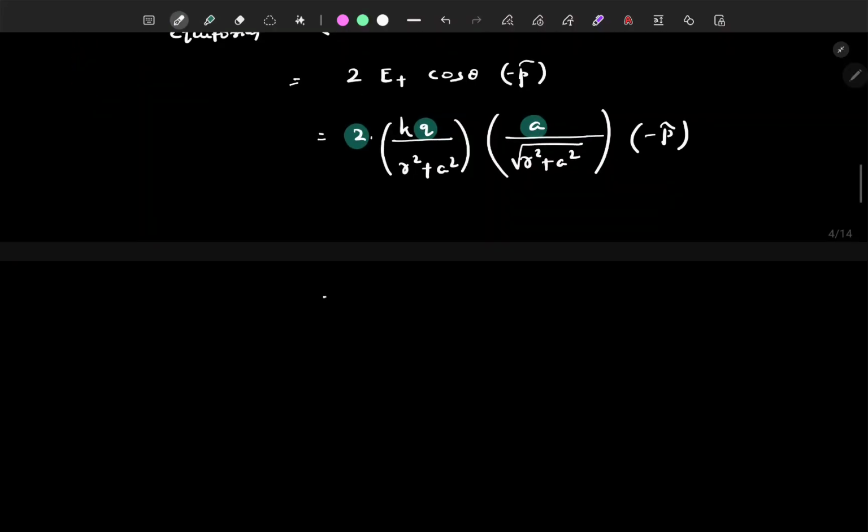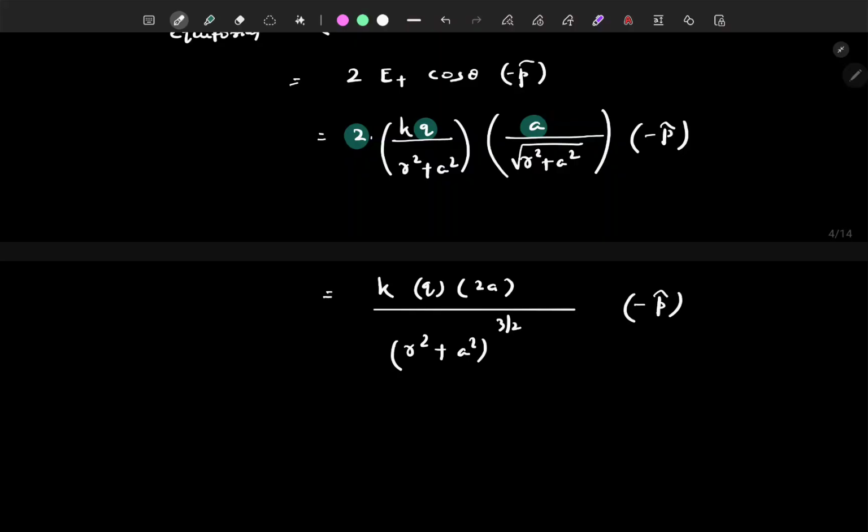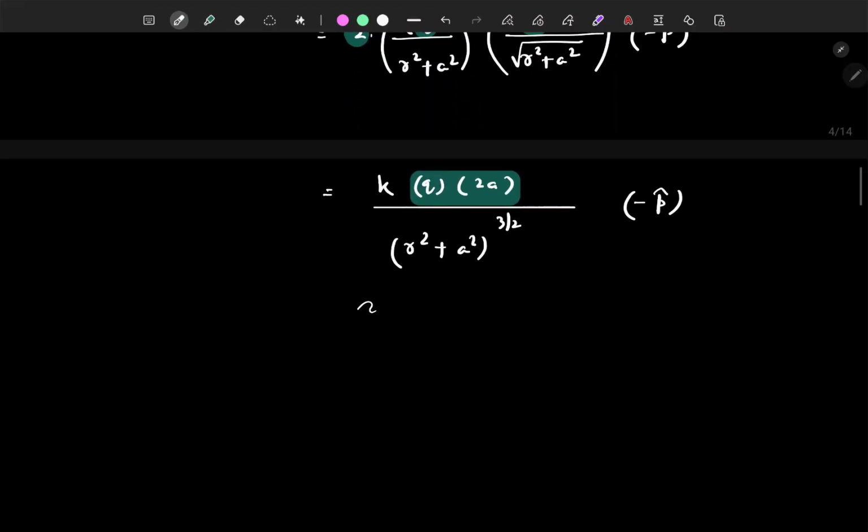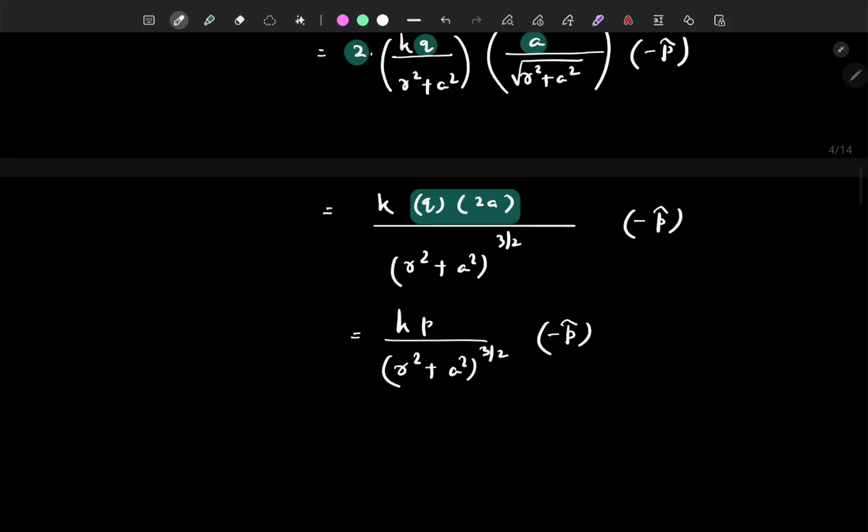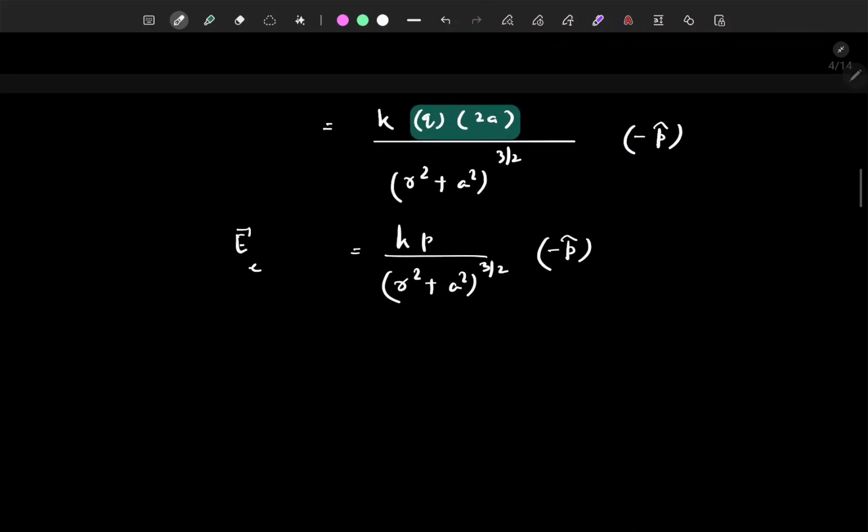that is your p. Arranging it, we write k into q into 2a divided by, in the denominator, r square plus a square to the power 1 and 1 by 2, so this will be 3 by 2. Then this is minus p cap, and q into 2a is your dipole moment p. So it will be kp divided by r square plus a square power 3 by 2, where small k is Coulomb's constant, then minus p cap. Instead of k you may write 1 by 4 pi epsilon naught. So this is the answer of E vector equatorial, net intensity.